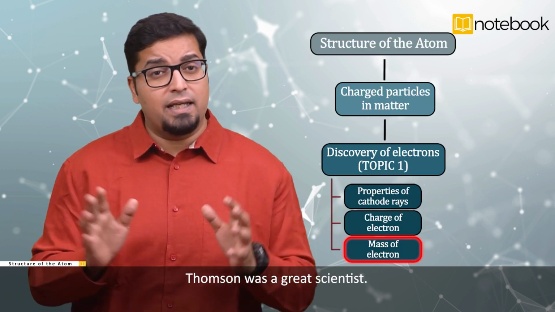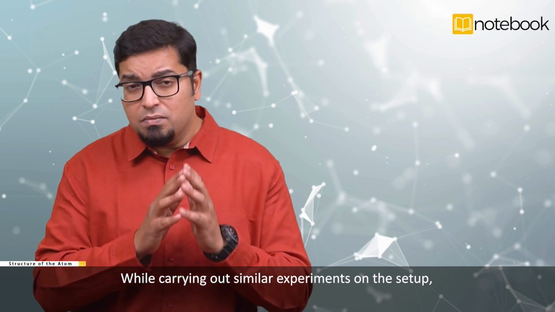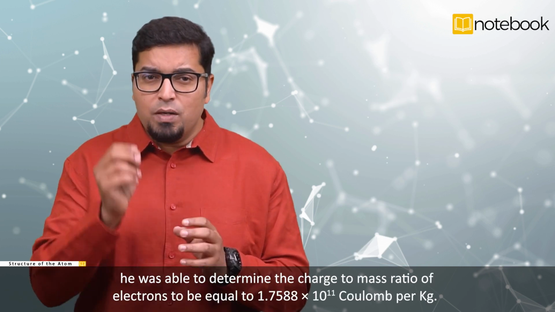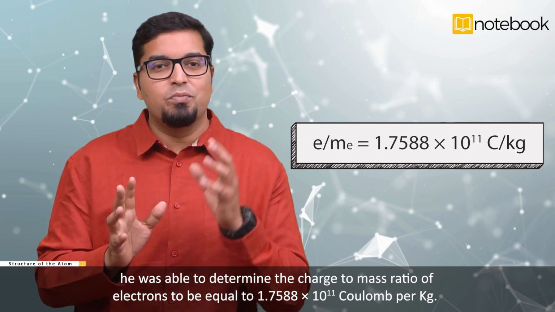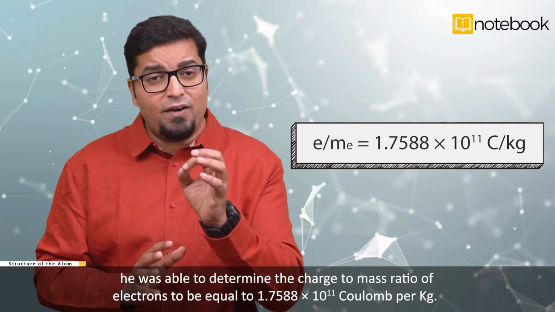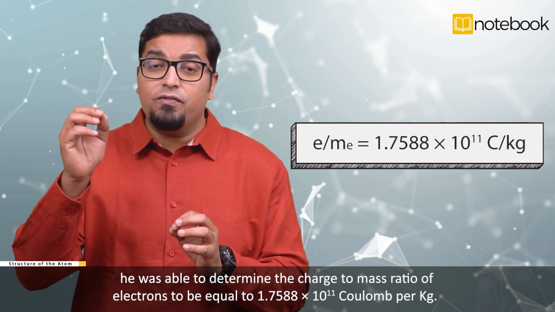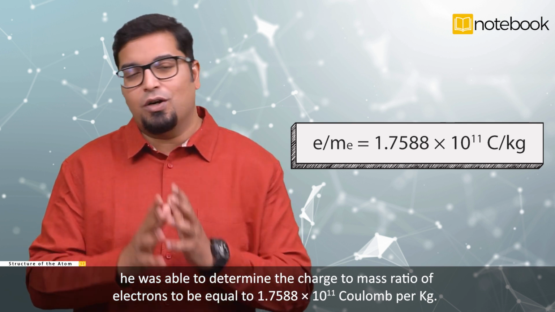Thomson was a great scientist. While carrying out similar experiments on the setup, he was able to determine the charge to mass ratio of electrons to be equal to 1.7588 into 10 to the power of 11 coulombs per kilogram.